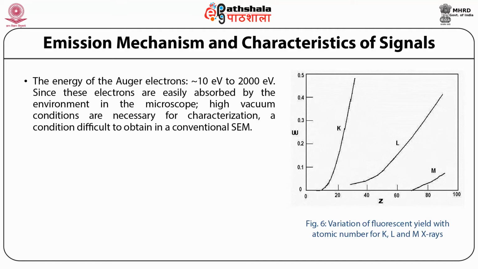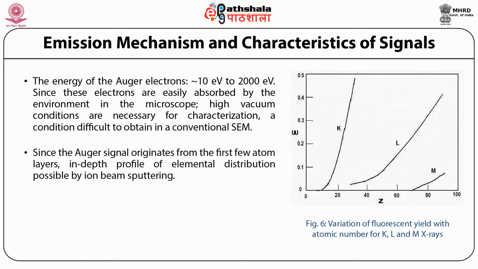Since these electrons are easily absorbed by the environment in the microscope, high vacuum conditions are necessary for characterization, a condition which is difficult to obtain in a conventional SEM. Since the Auger signal originates from the first few atom layers, in-depth profile of elemental distribution is possible by ion beam sputtering.